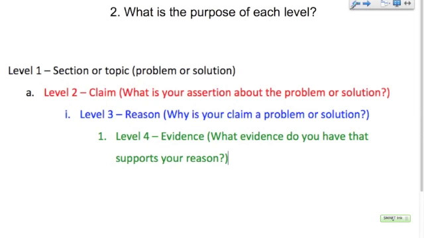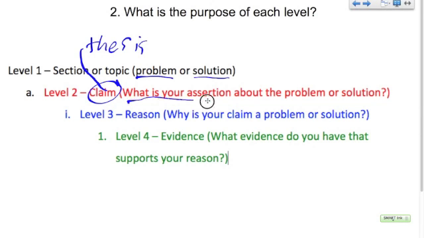Next, let's go ahead and talk about what the purpose of each level is. Level 1 lists the section or topic. In a problem solution essay, the 2 main sections of your paper are going to talk about problems and solutions. Pretty straightforward. Level 2 are your claims, and as I said earlier, these claims come from the thesis statements. I'll show you how this works in just a moment, but basically the question you have to ask yourself for your level 2 claims is, what is your assertion about the problem or solution? What's the point you're trying to make?